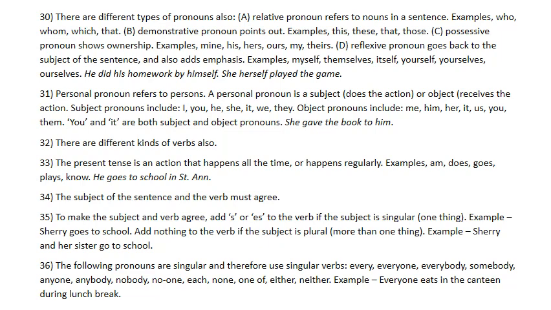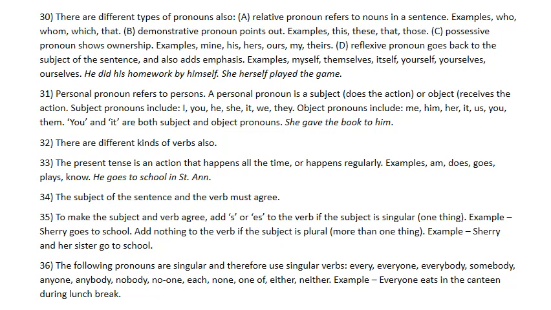Personal pronoun refers to persons. A personal pronoun is a subject. A subject does the action, or an object. An object receives the action. So a personal pronoun is either a subject or an object. Subject pronouns include I, you, he, she, it, we, they. Object pronouns include me, him, her, it, us, you, them.